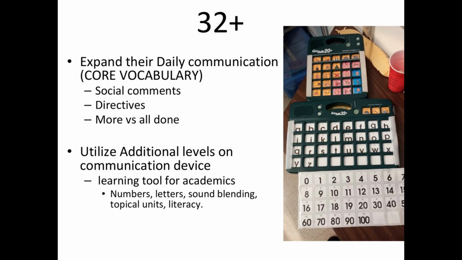So here's examples of some 32 cell communication devices. Again, I would start with core vocabulary, but here you can put in some academics. With the numbers put in this, you can count all the way up to 199 just by combining numbers. So it frees up a lot of variety for teaching and education. I personally would like it if they could have access to their core vocabulary at the same time that they're working on letters or numbers. So sometimes having a second communication device is good.